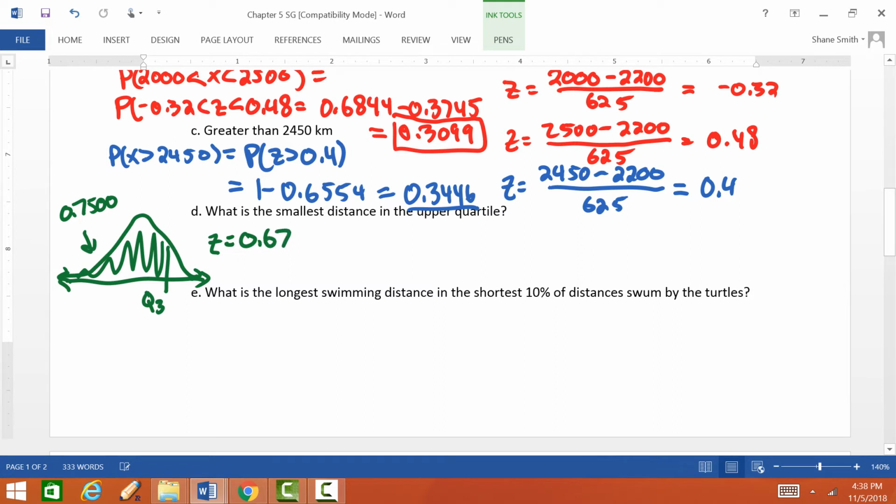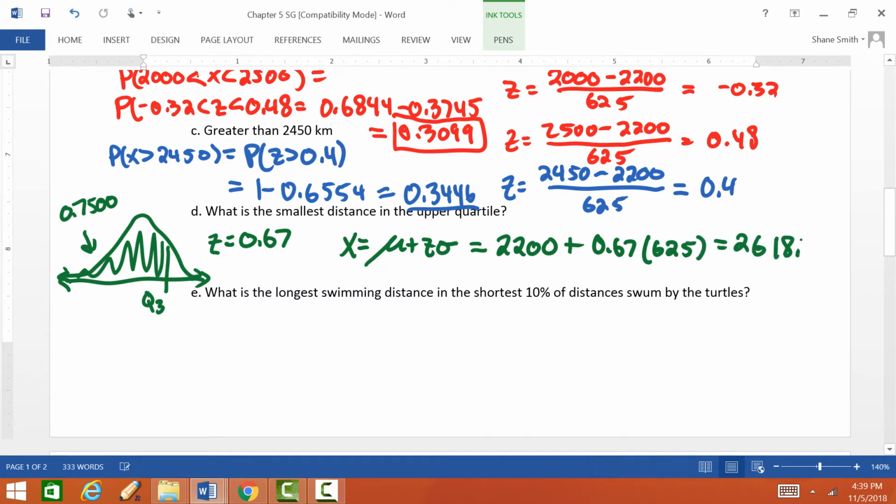So if you look at your table in the body of the chart, you're looking for 0.7500. The closest one is going to be 0.67. So this is where we want to find a value. So x equals mu plus z sigma. Once again, my mean is 2,200. My z-score is 0.67. And 625 is the standard deviation. So that's 2,618.75 kilometers.